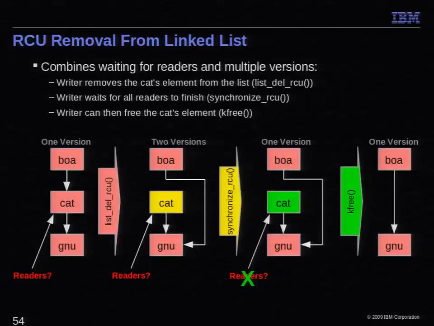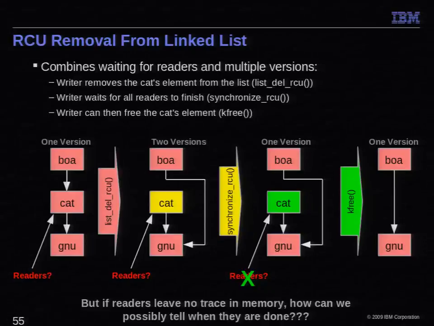Once this happens, then we can safely free up the cat and leave us the list having only the boa and canoe in it, and thus have returned the memory so the memory can be reused so we don't just have a big memory leak. And again, as I mentioned earlier, if the readers aren't leaving any trace in memory, they don't have any executable code. It's just #define rcu_read_lock, nothingness. So how do we know when the readers are done?